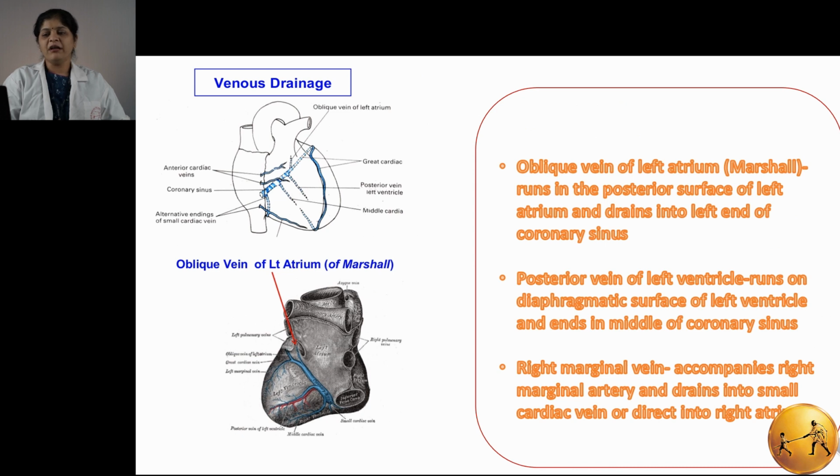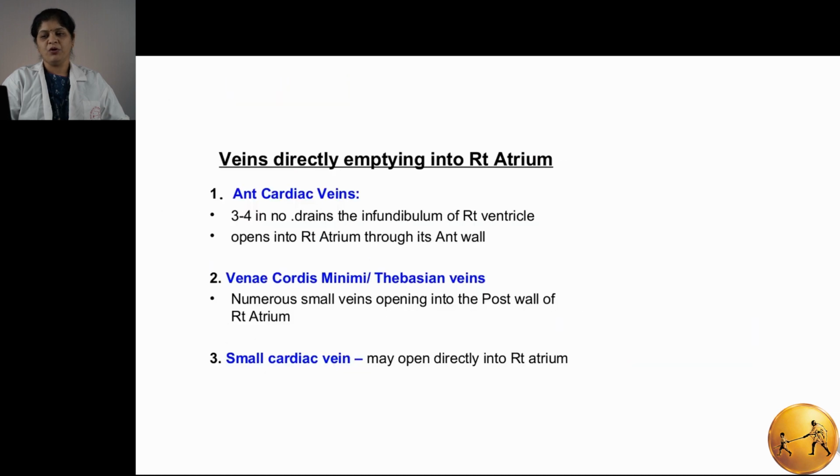Then there is the middle cardiac vein. It accompanies the posterior interventricular artery and opens into the coronary sinus. The oblique vein of Marshall, or oblique vein of the left atrium, runs on the posterior surface of the left atrium and drains into the left part of the coronary sinus. There is also the posterior vein of the left ventricle. It runs on the diaphragmatic surface of the left ventricle and ends in the middle part of the coronary sinus.